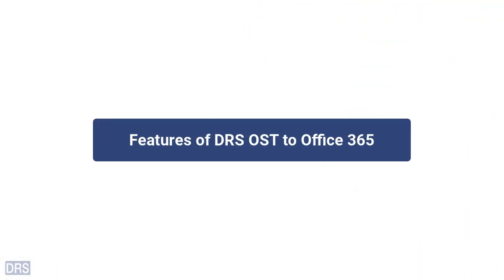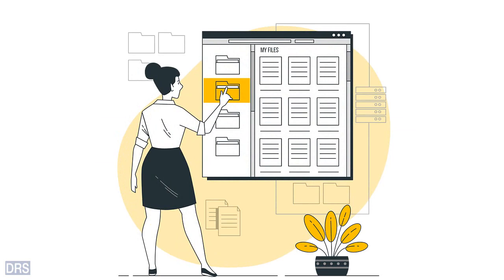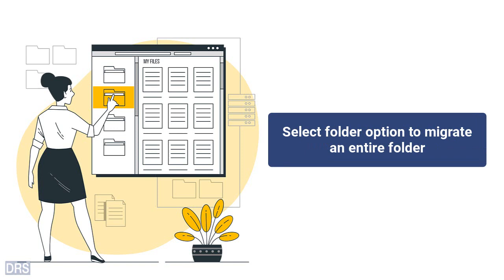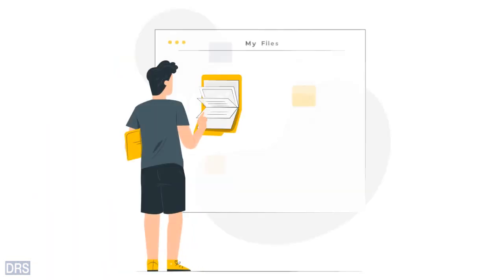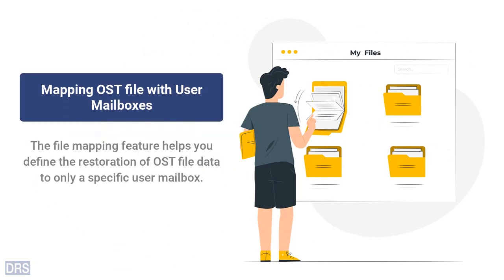Let us check all the prominent features of this software. You can add many OST files to the software as it can export multiple files simultaneously. You can also opt for the Select Folder option to migrate an entire folder. Using this feature, you can match a user mailbox with a particular OST file. The file mapping feature helps you define the restoration of OST file data to only a specific user mailbox.